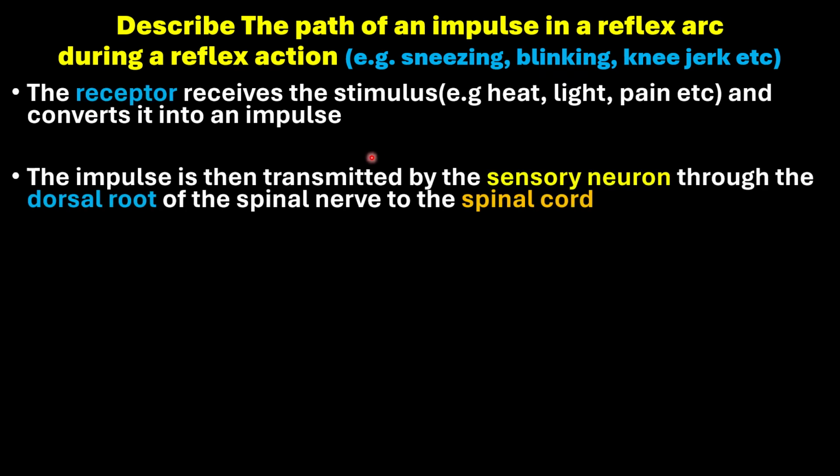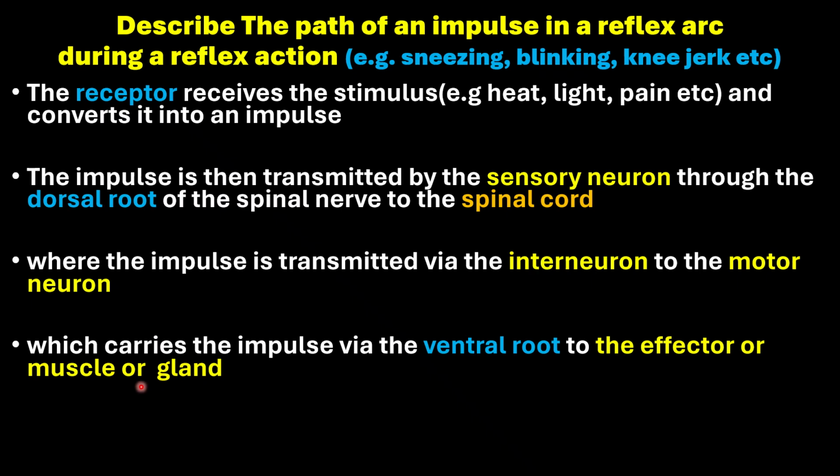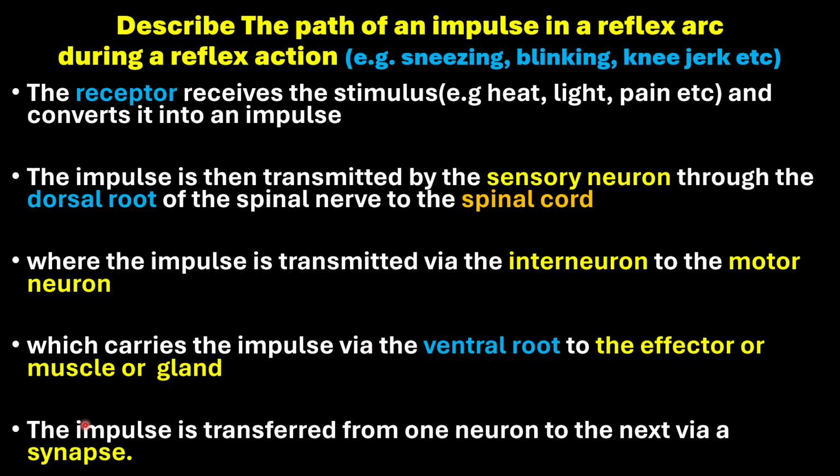So let's look at the description. First of all, the receptor receives the stimulus, whether it's heat, light, pain, and converts it to an impulse. The impulse is then transmitted by the sensory neuron through the dorsal root of the spinal nerve to the spinal cord, where the impulse is transmitted via the interneuron to the motor neuron, which carries the impulse via the ventral root to the effector, a muscle or gland. And then the impulse is transferred from one neuron to another via synapse. So you have just placed all the 5 words: R, receptor; S, sensory; I, interneuron; M for motor neuron; and then E for effector.